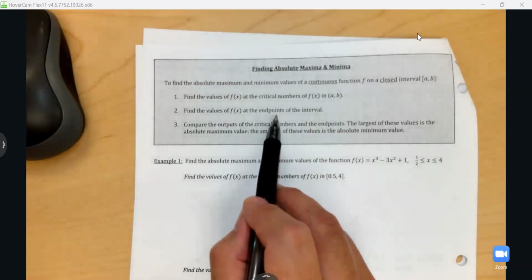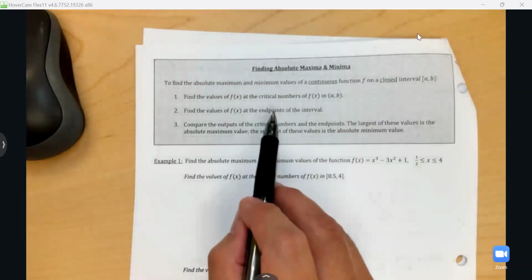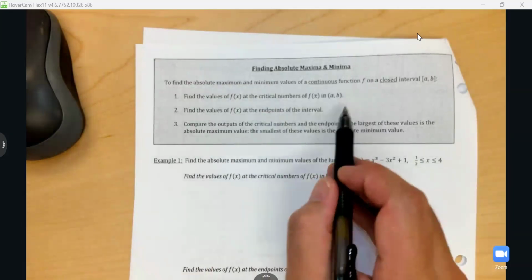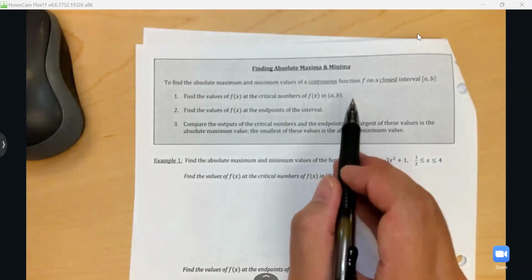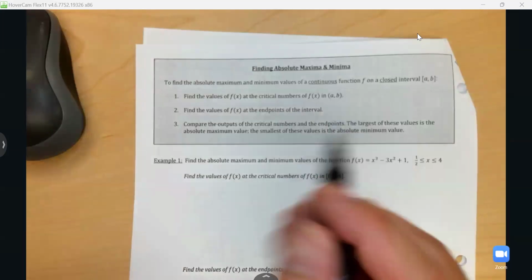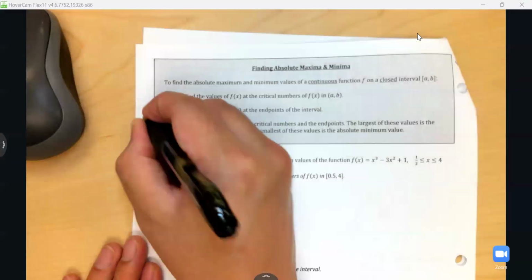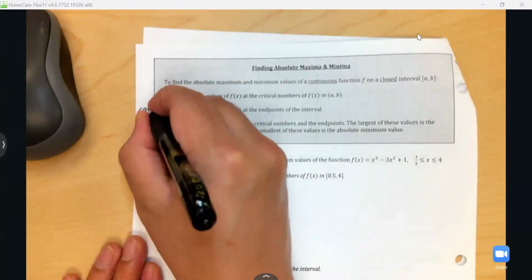Okay, now because you're going to be doing all this where you're going to be checking y values, there's actually no reason to do a sign chart in this one. Okay, you don't actually have to do a sign chart when you're doing what's called the candidates test. Okay, so all this together is the candidates test.